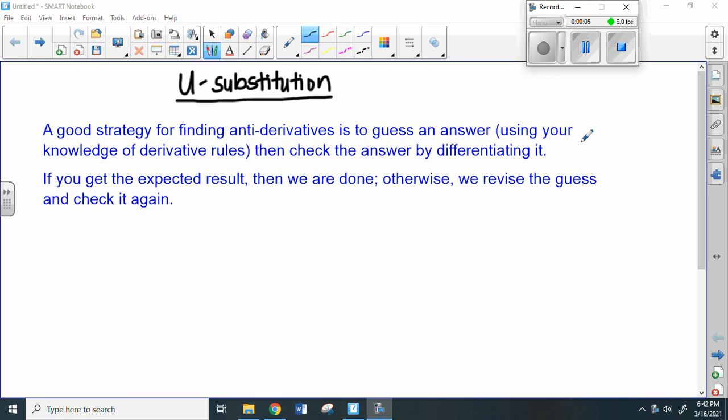In this video, we're going to look at a technique for integrating called substitution. But before we get into the actual technique, I want to build up to that.